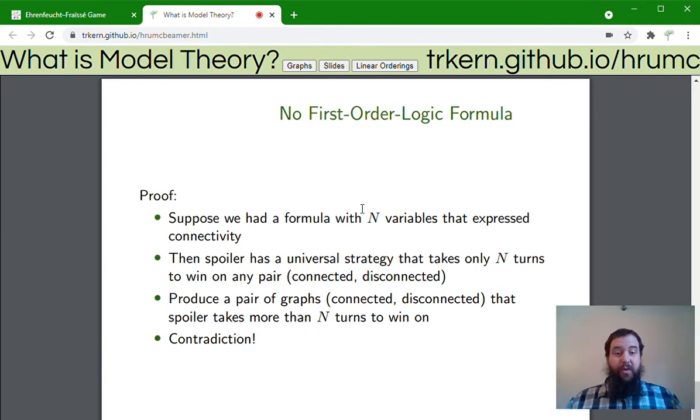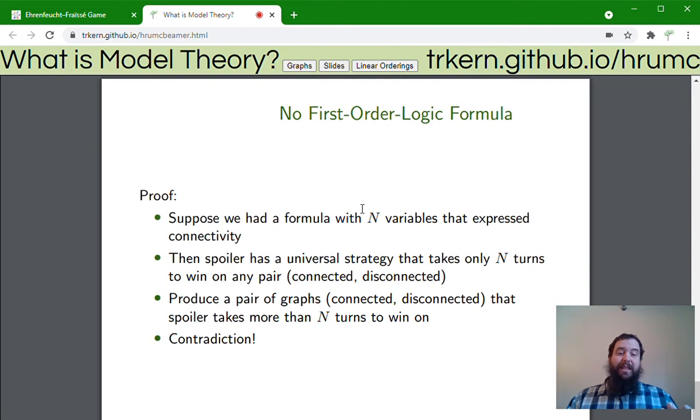And so in order to prove that this can't happen, that Spoiler can't have this universal strategy, all we need to do is produce a pair of graphs that are really big and really self-similar, where one is connected and one is disconnected, that Spoiler takes more than n turns to win on. And this is a contradiction, right? This contradicts our point that Spoiler should have a universal strategy that works.